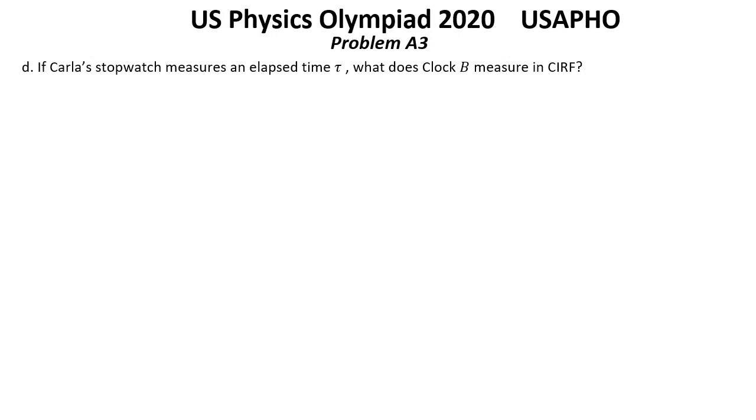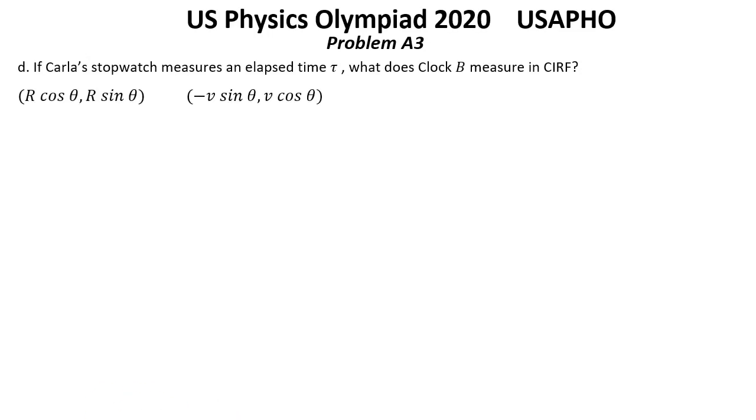Suppose Clara is at coordinates r cosine theta, r sine theta, so her velocity is given by negative v sine theta, v cosine theta. Suppose we place a light bulb between the two clocks and have it propagate a light pulse. In the lab frame, the light pulse reaches the two clocks simultaneously.